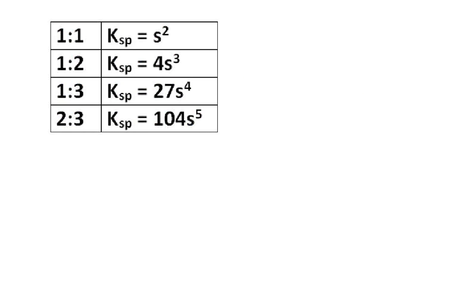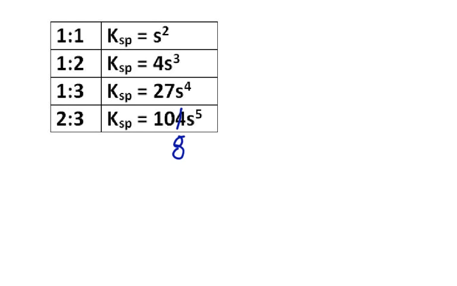So here's a little chart that goes back and summarizes all this. If I have a 1-to-1 compound like AgCl, Ksp equals S squared. A 1-to-2 compound, Ksp equals 4S cubed. Okay, 27S to the 4th, and 104. That's not 104, it should be 108. Okay, 108S to the 5th if we have a 2 to 3 compound.